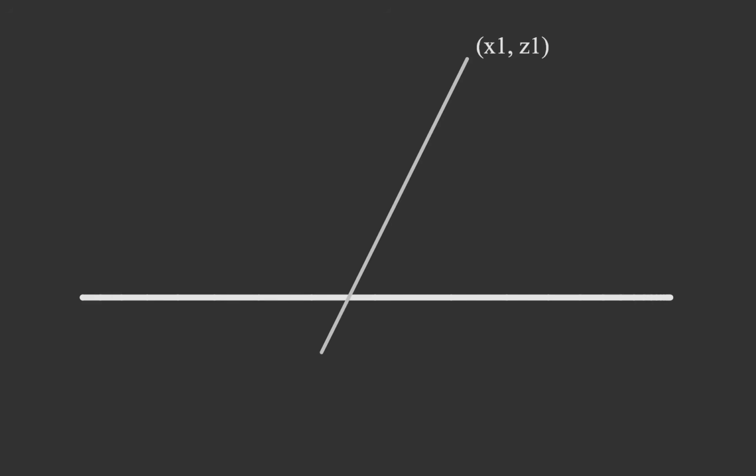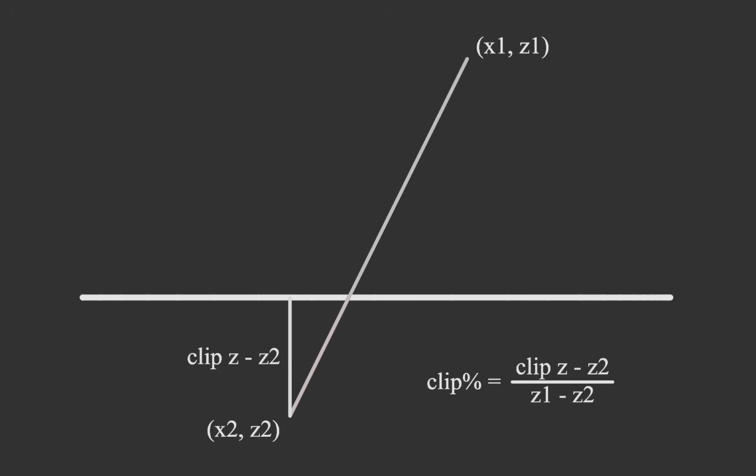Say we have a line that is partially behind the near clipping plane. We need to clip or remove the part of the line which is behind the plane. To do this, first we need the percent of the line we want to clip. That's the percent that's behind the clipping plane, and to find it, we can just look at a single axis. Take the difference in z values between the endpoint and the plane, that is clip z minus z2, and then divide that by the total difference in z values over the whole line, that is z1 minus z2.